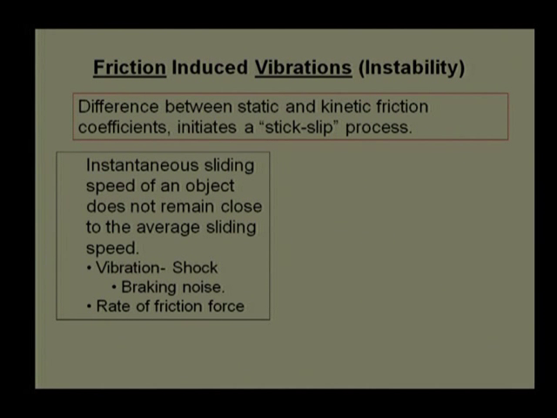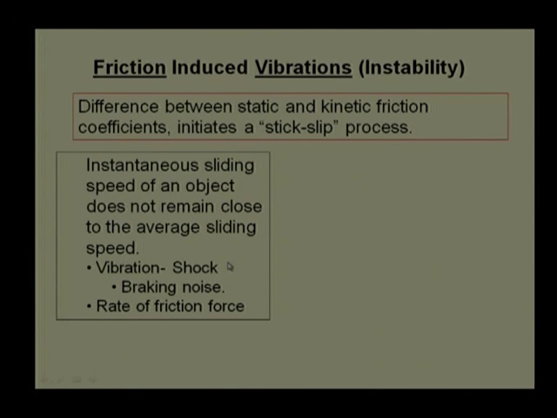This is coming because of the difference between static and kinetic friction coefficients, and this difference is initiating the stick-slip process. How? Any time the instantaneous velocity of the object does not remain close to the average velocity, that means there is a continuous fluctuation in velocity. Sometimes it is moving at a higher speed compared to the mean speed, sometimes at a lower speed. That kind of variation in velocity will introduce vibration phenomena, and if the vibration has some lack of damping, then instability is bound to come.